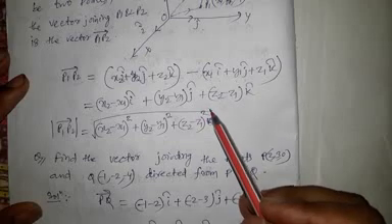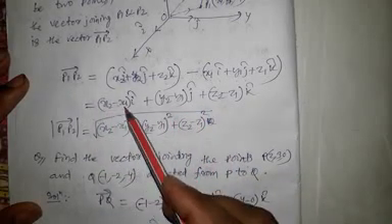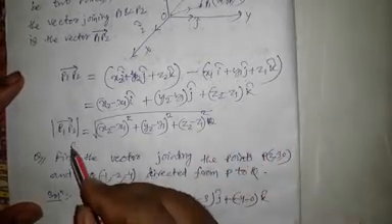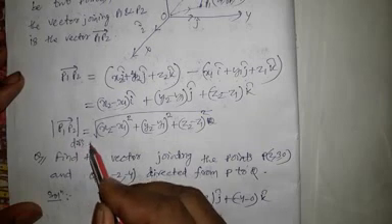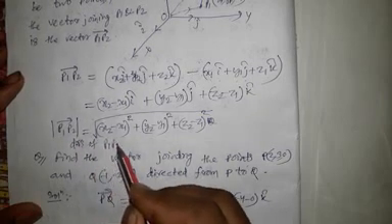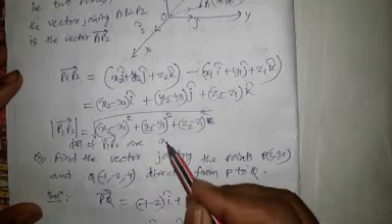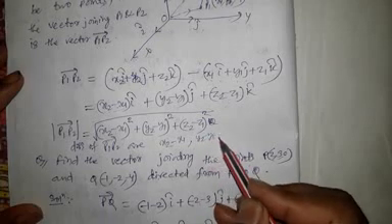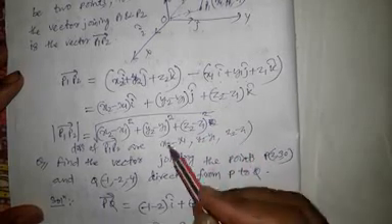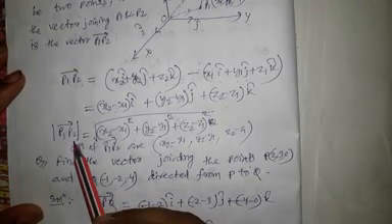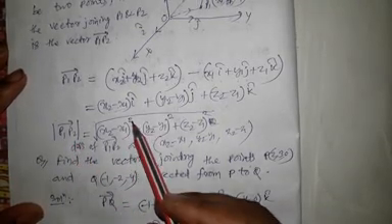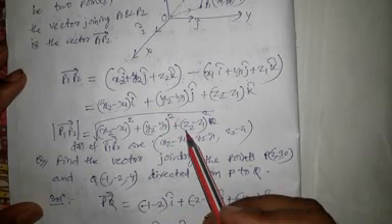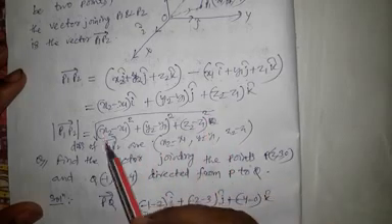That means these are the direction ratios. The direction ratios of the vector P1P2 are x2 minus x1, y2 minus y1, z2 minus z1. The magnitude of P1P2 is equal to the square root of (x2 minus x1) whole squared plus (y2 minus y1) whole squared plus (z2 minus z1) whole squared.